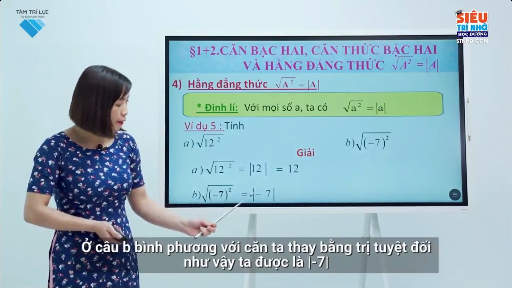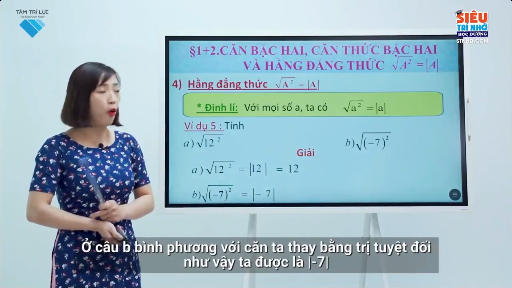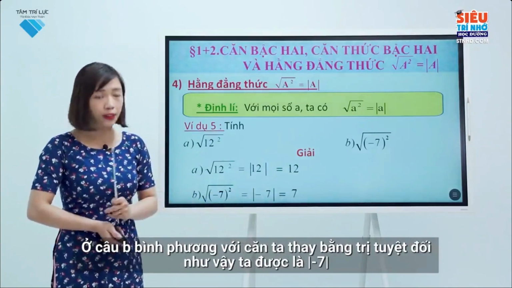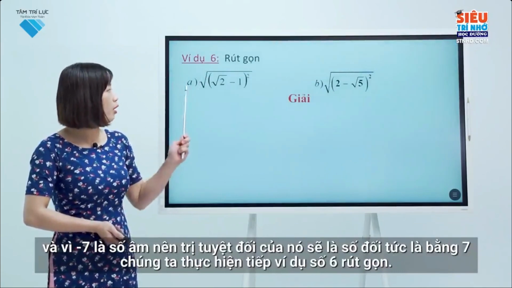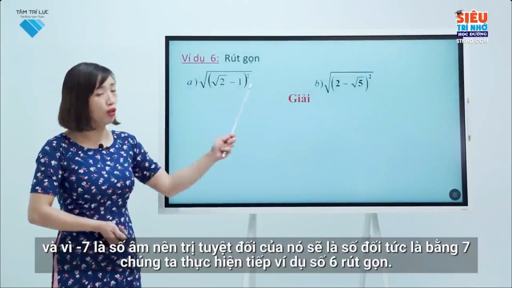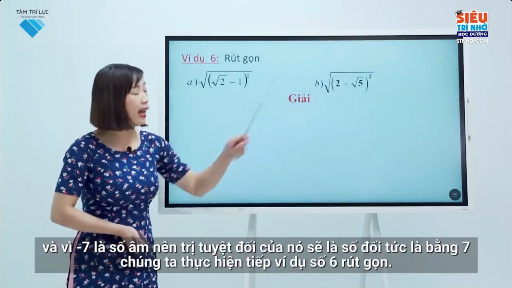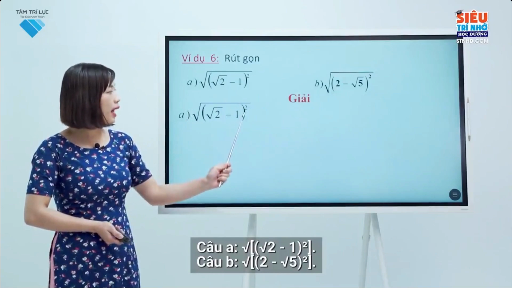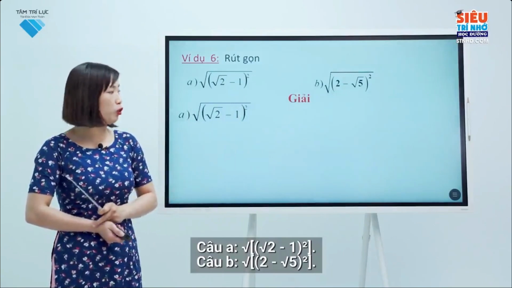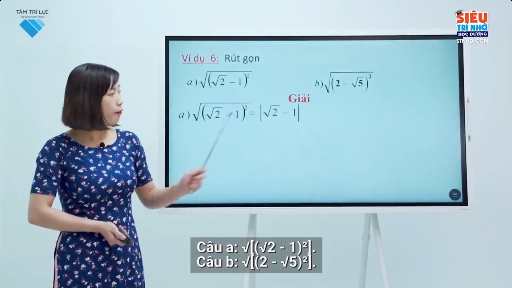In question B, we replace the square with the absolute value, so we get the absolute value of -7. Because -7 is a negative number, its absolute value is the opposite number, which is 7. We will do example 6 next. Simplify. Question A: the square root of the expression square root of 2 minus 1 squared. Question B: the square root of the expression square root of 2 minus square root of 5 squared.